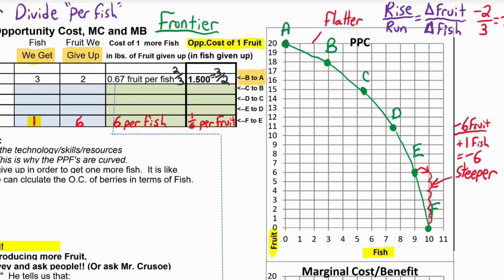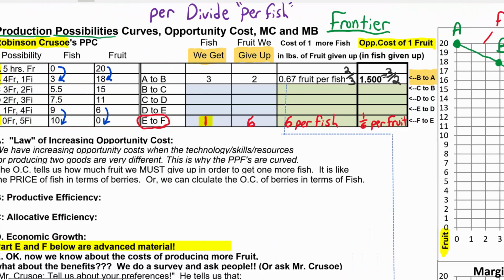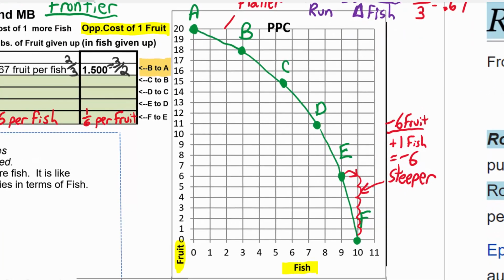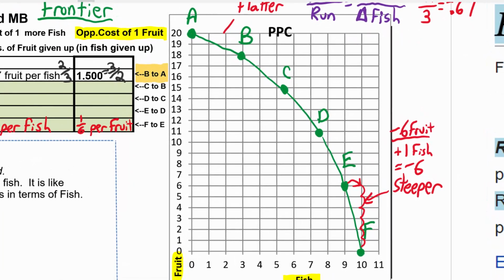So let's do one more together and then I'll get you to fill out the rest of these. So let's do from B to C. First, let's look at the slope. I think that's the easiest way for me to think about this, but you can find whatever way you think is easiest for you. So when we go from B to C, we see that we're giving up 1, 2, 3 fruit, and we're getting 1, 2.5 fish.